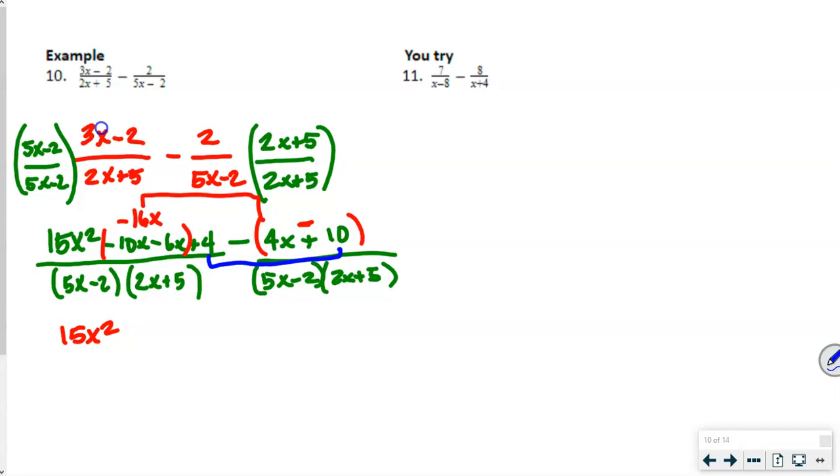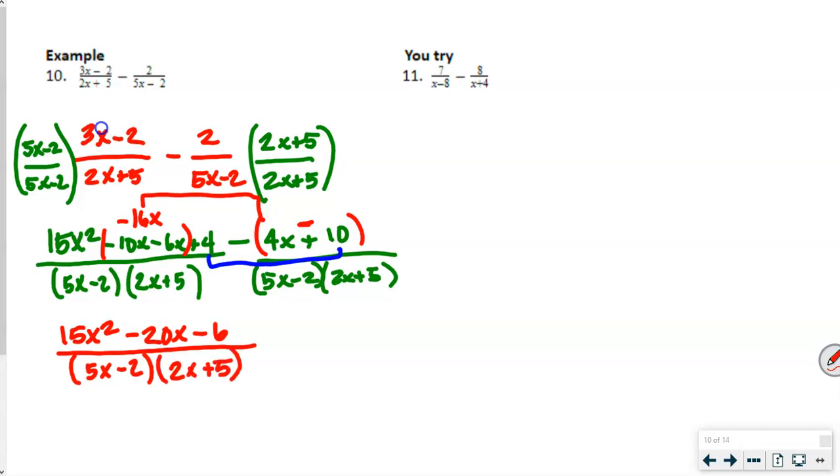So we got our negative 16x minus our 4x, so that's going to be minus 20x, right? And then we got our 4 minus 10, so that's going to be a minus 6. So all of that then is going to be over our 5x minus 2 times 2x plus 5.